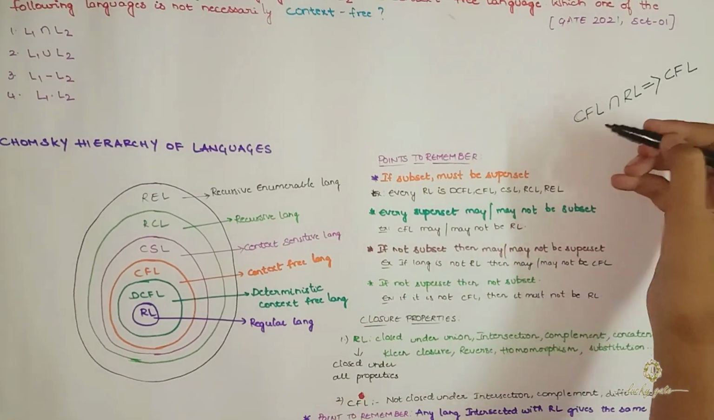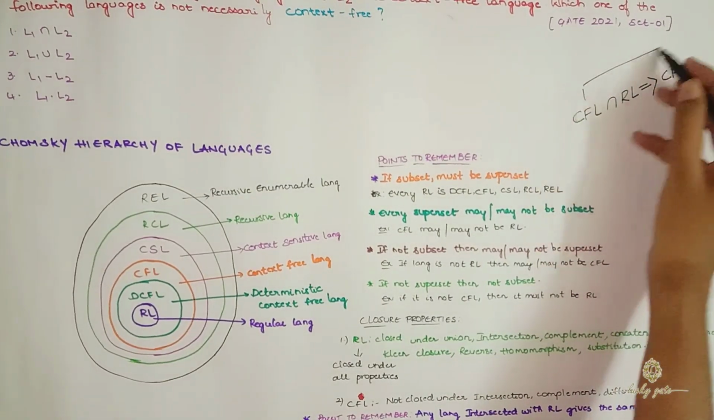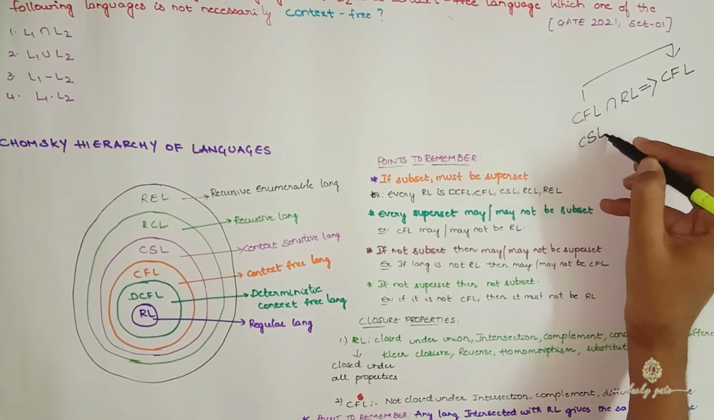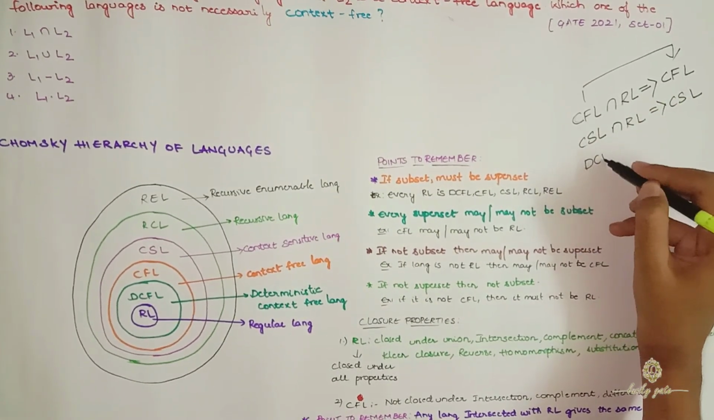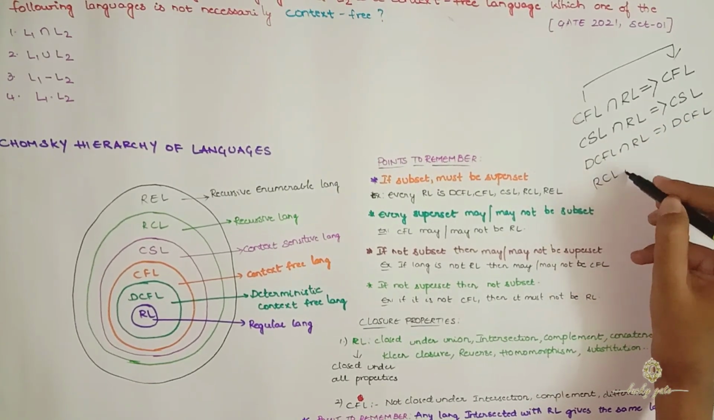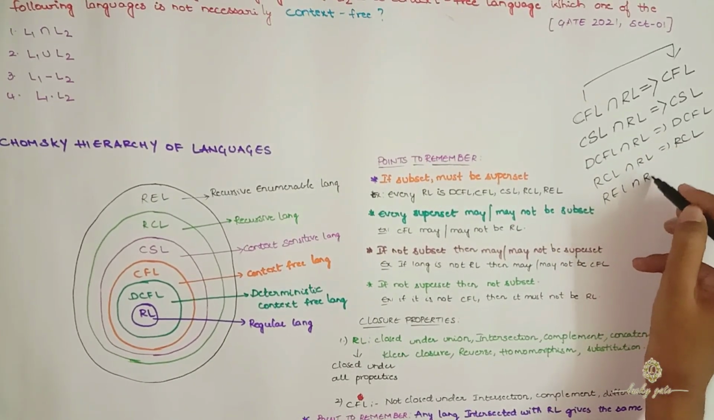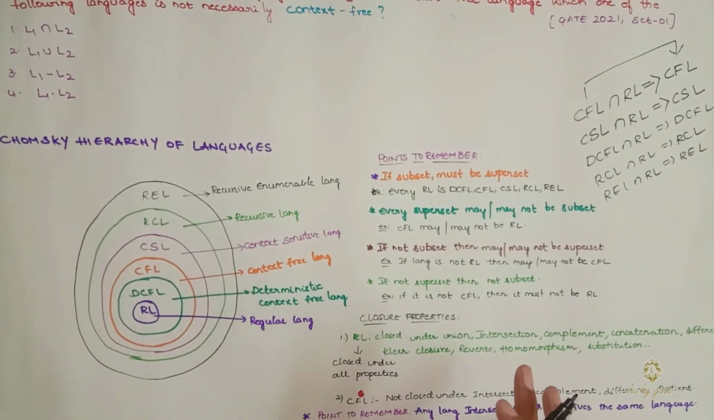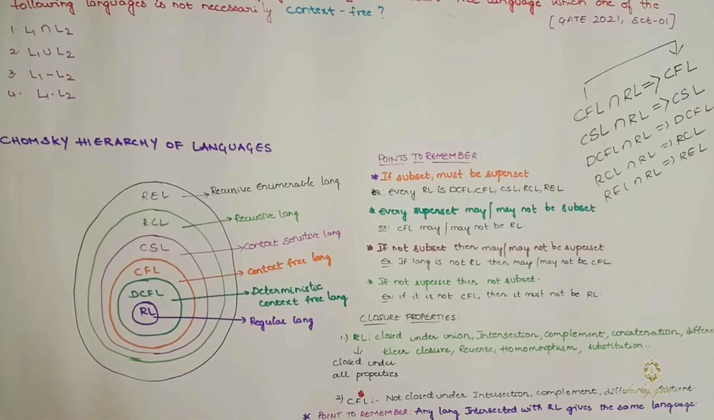Any language, if we intersect it with a regular language, the resulting language will be within the given language class. It also follows that if CFL is intersected with RL, the result is CFL. If DCFL is intersected with RL, this gives DCFL. If RCL is intersected with RL, this gives RCL. And if REL is intersected with RL, it gives REL. So these are all the key points to be remembered so that we can solve any kind of question regarding the Chomsky hierarchy of languages and the closure properties.